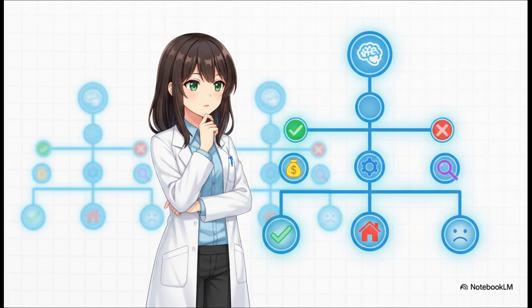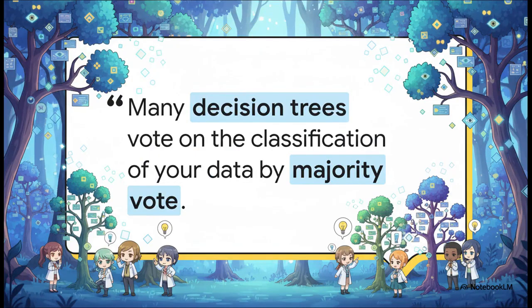And in a world where explainable AI is becoming so important, that is a huge advantage. Plus, while they're pretty simple on their own, they are the building blocks for some of the most powerful algorithms we have. And that brings us to a really powerful idea. If one tree is good, what if you could ask a whole forest of them for their opinion? Well, that's the core idea behind our next algorithm: the random forest.